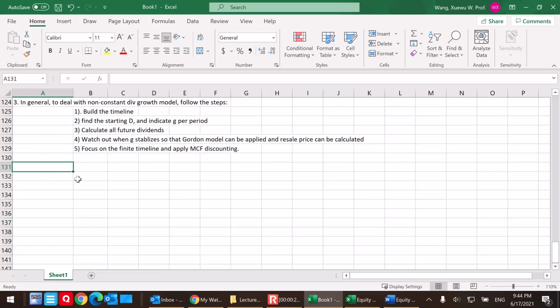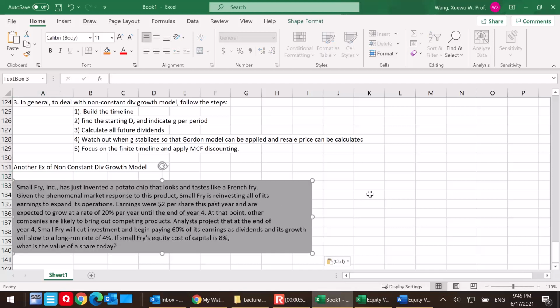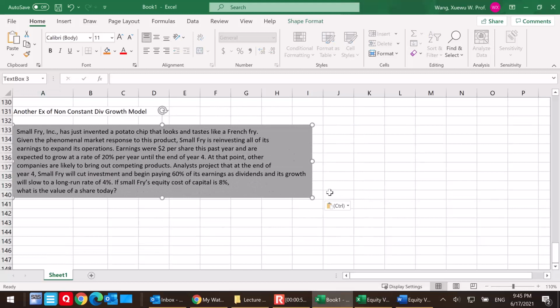So, in this part, I'm going to do another example of the non-constant dividend growth model, so that we can have a bit stronger impression of this methodology, and we can apply this to your real jobs, in case you become a security analyst in the future.